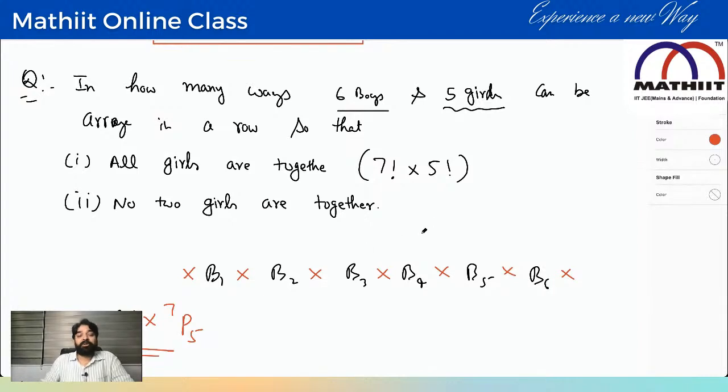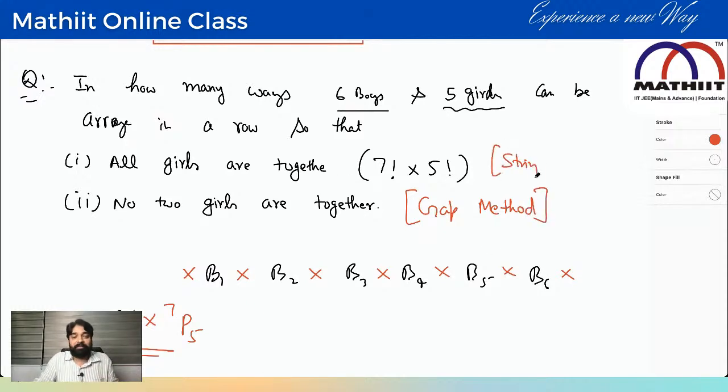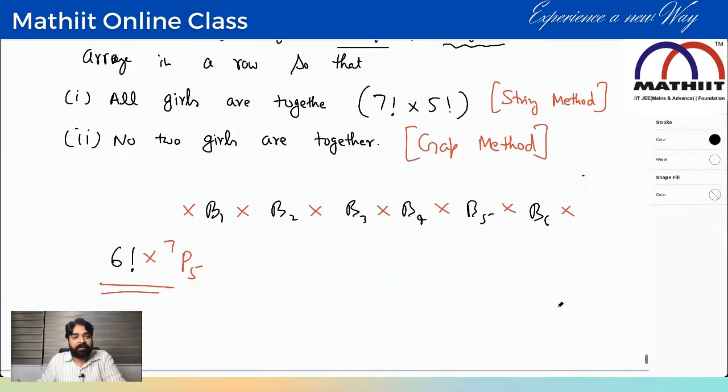Some books call this the gap method. Previously, it was called the string method. If somebody says use the string method, don't say, sir, you didn't teach it. It's just a name given by some book authors. Mathematics doesn't have this kind of name. Why gap method? Because whatever gap is there between boys, we are filling it. That's all. I'm sure it's clear to everybody, right?